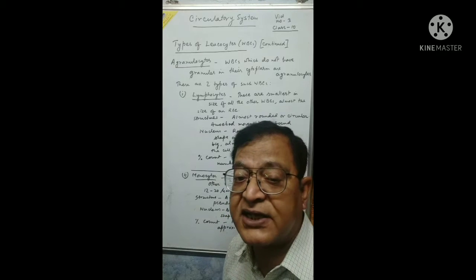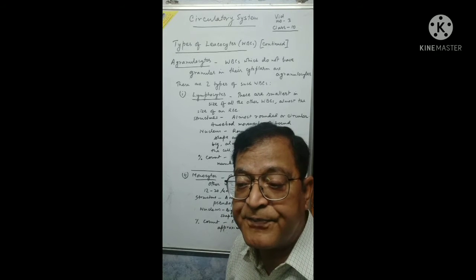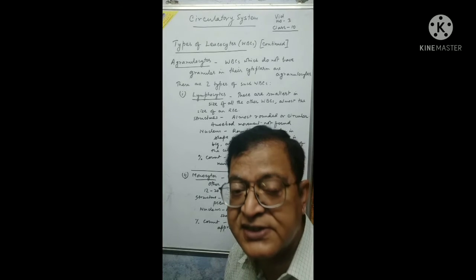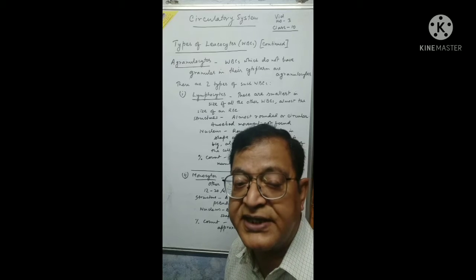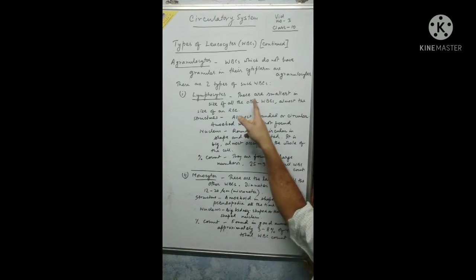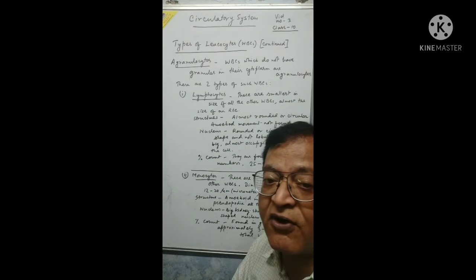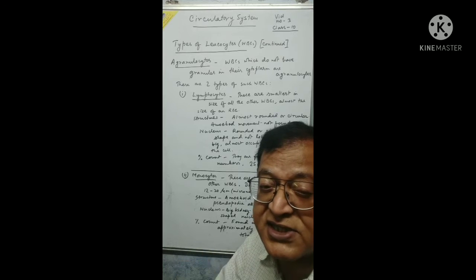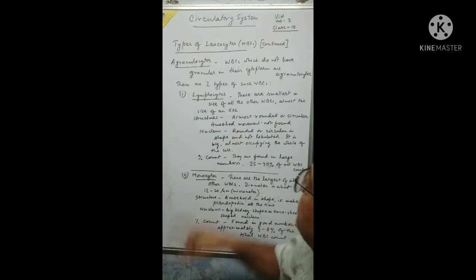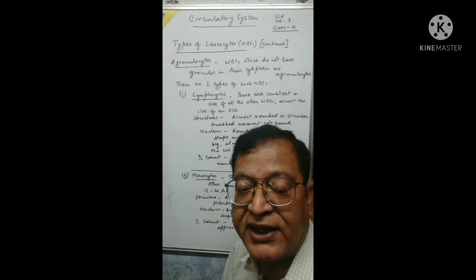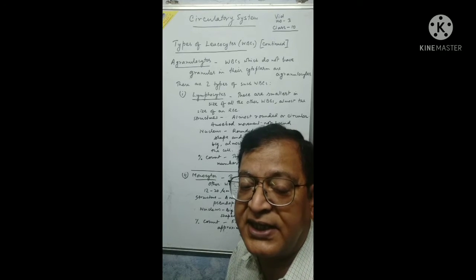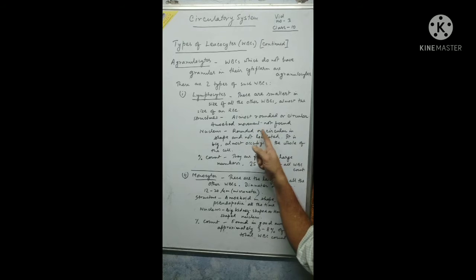These agranulocytes are those where the cytoplasm does not have granules, so that's why they have been categorized as agranulocytes. There are two types of agranulocytic WBC. Number one, lymphocytes. These lymphocytes are the smallest of all the WBCs, almost the size of RBC, and the structures are more or less rounded. They are also not amoeboid in shape. They do not change their shape because their function is actually like that.